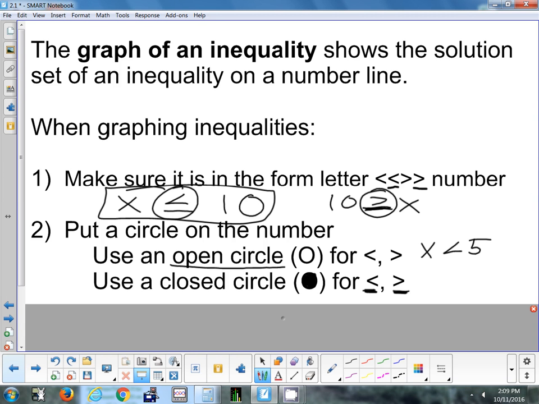Emma, what symbol is that? Less than. And this one? Greater than. So anytime you have a less than or a greater than, don't fill the circle in.